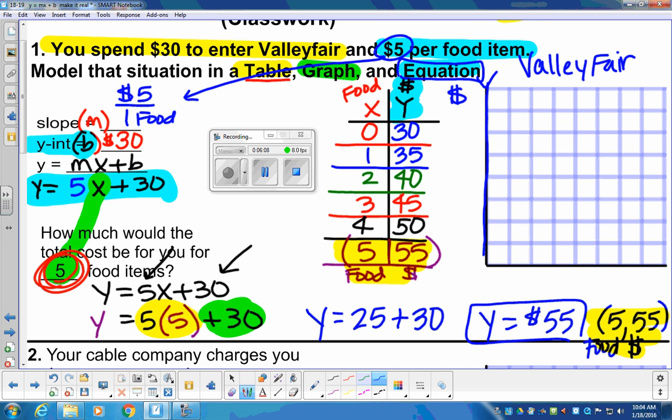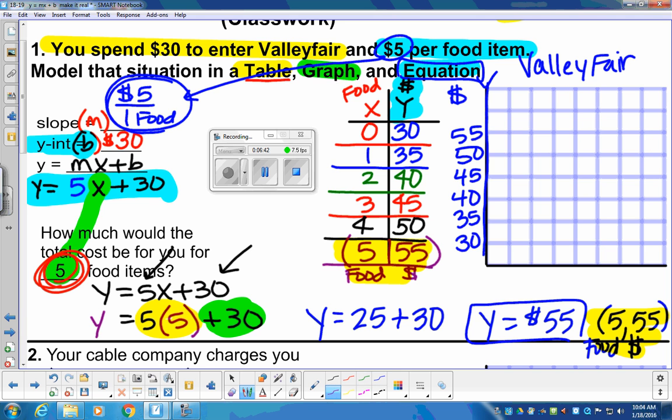Well, I'm actually starting this at 30. So I don't really need to start the graph at 0. I can start the graph at 30. And then what I would want to do is I would want to run my slope from there. Now my slope we've set is $5 a food item. Always scale by your slope if you can. So we're going to scale by 5s because it's $5 for every food item. So we're going to use that slope value of 5. We're just going up here by 5s. So we go 30, 35, 40, 45, 50, 55.